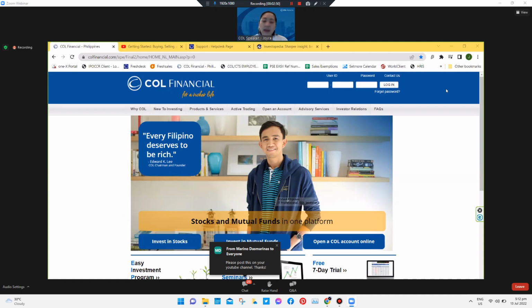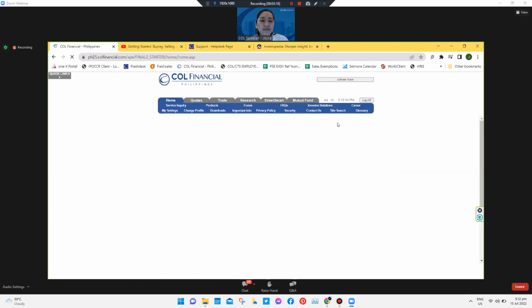On any web browser, just type in www.colfinancial.com and that should lead you to this home page. This is what we call our landing page. Kindly log in now to your COL account by putting in your 8-digit user ID and your password here. In this case, I will be using a demo account to log in.